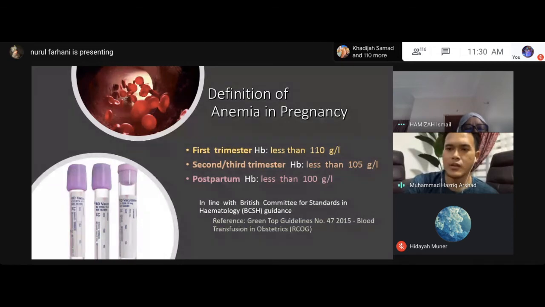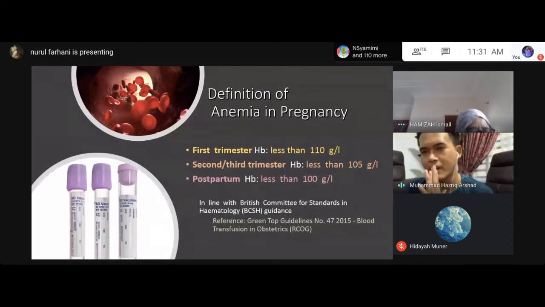However, I think the question is quite vague. It could be a question like: what is the target Hb level if the patient has mild, moderate or severe anemia? It can be another question as well, but I could not find the answer for that. My answer for the Hb target level throughout the pregnancy is based on the trimester, based on the definition of anemia in pregnancy. So the first trimester is less than 11, second trimester less than 10, and postpartum 10. The target has to be more than this. So that will be my answer for this question.